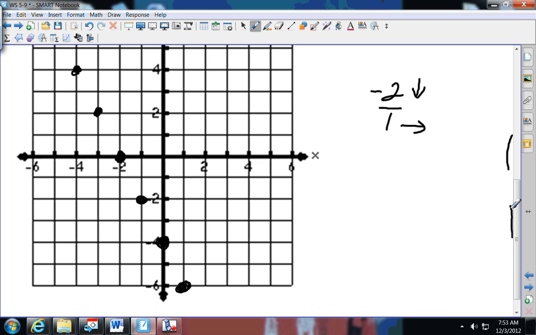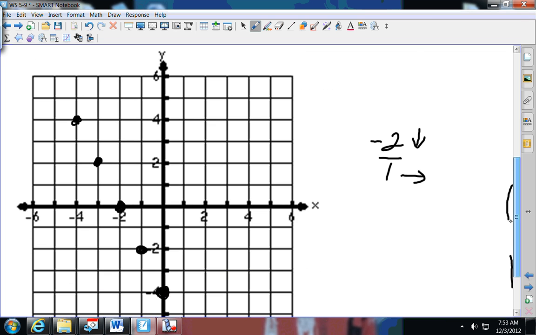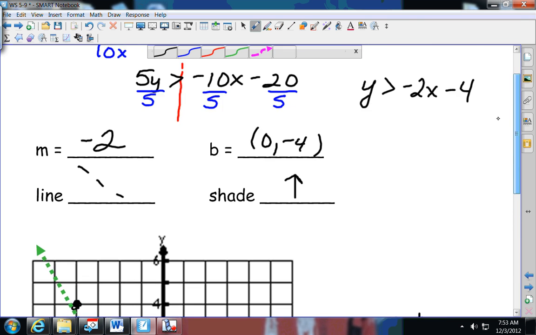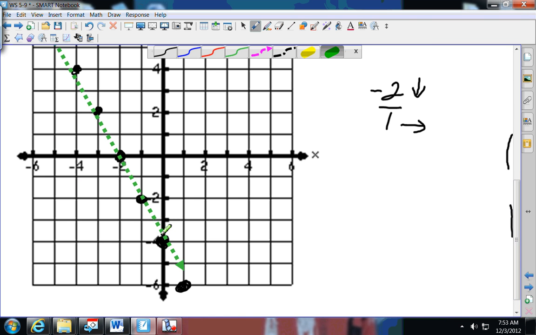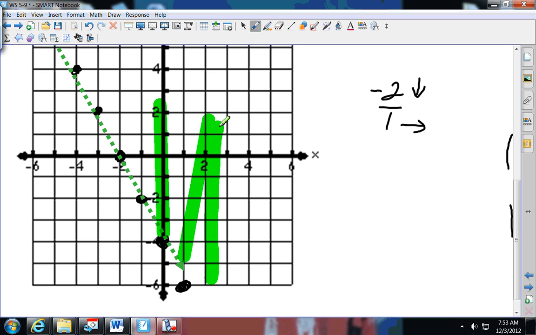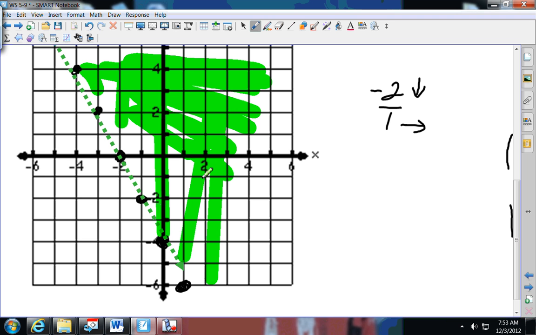What did we say? Solid or dashed? It said dashed line. All right. Let me find me a dashed line. There we go. So I'm going to put my line in there. Now, are we shading above or below? It's greater than, so we're going to shade above. Go to the y-intercept. Draw a line up. That shows you what side to shade. Everything above that line. We're going to shade it all up here.